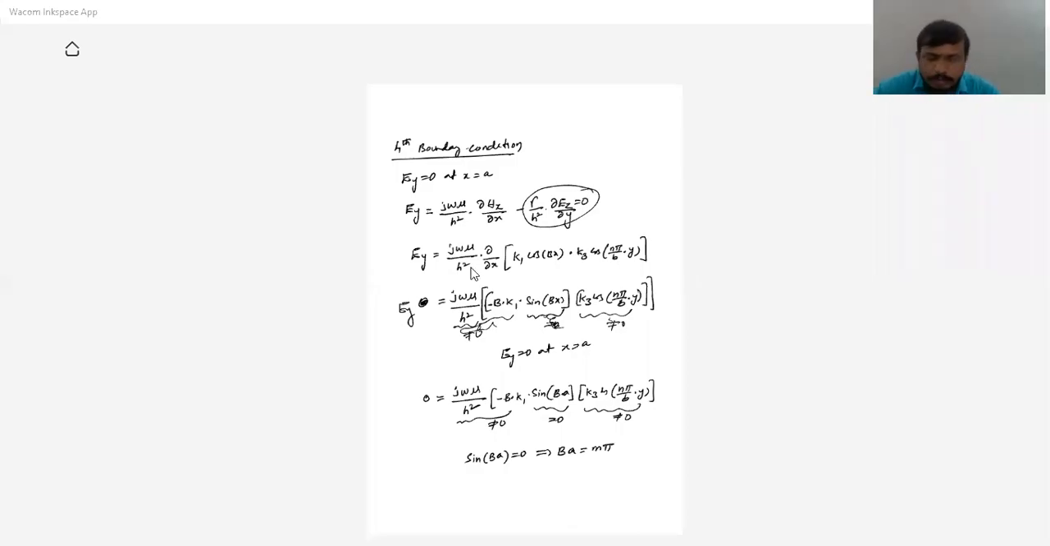So dA is equal to m pi, so from this we can write B is equal to m pi by A. So B is equal to m pi by A. Now our equation becomes Ez is equal to K1 cos m pi by A.